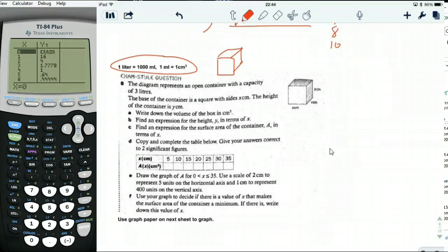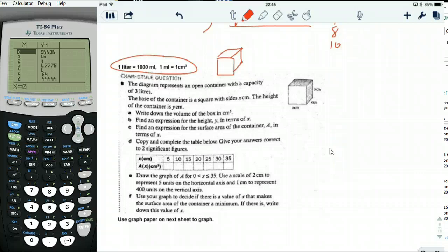The diagram represents an open container with a capacity of 3 liters. The base of the container is a square with sides x. The height of the container is y. So this is not a cube, but a rectangular prism, just like the one we saw. Sides are x by x, and the height is y. It's an open container. Write down the volume of the box in centimeters cubed.